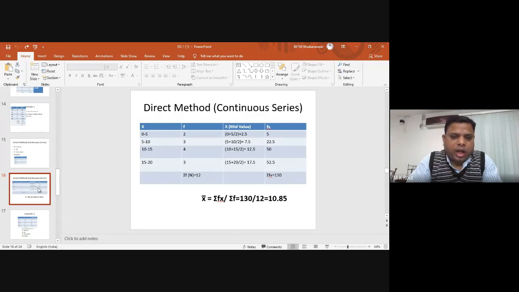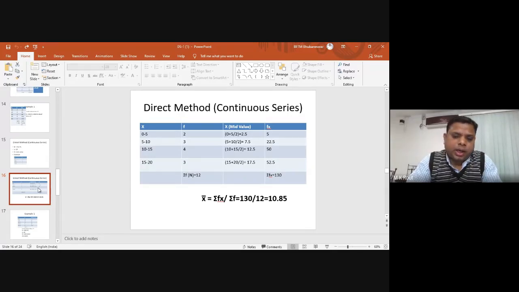So if you calculate f into x, you multiply the second column into your third column in case of fx. That means 2.5 into 2, that equals 5. Then again 3 into 7.5, that equals 22.5. The next one is 12.5 into 4, that equals 50. And for the last row, that is 17.5 into 3, that is 52.5.